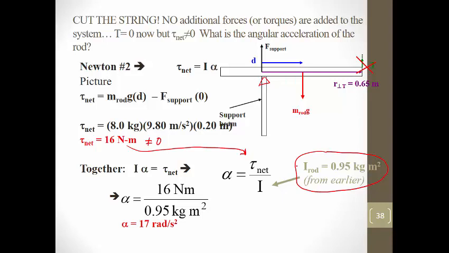Because of my cancellation of units, meters and meters. A Newton is a kilogram meter per second squared, so that cancels out another meter, cancels out the kilograms. And so I end up with something per second squared. Alpha has to have units of radians, so radians per second squared.